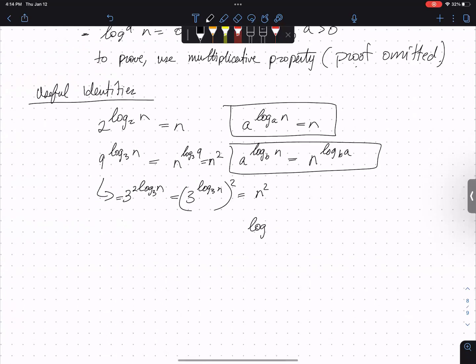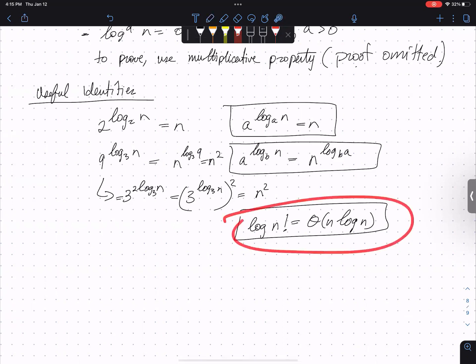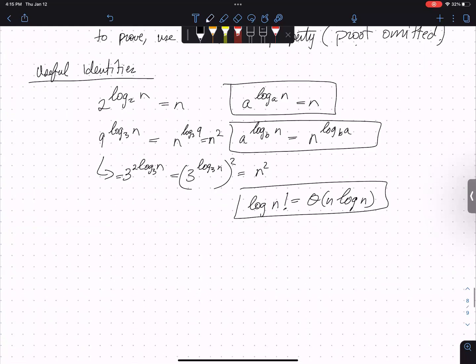Log of n factorial, you might see that come up. That's theta n log n. We're not going to derive that. That's slightly more complicated. That's using Stirling's formula. Have any of you seen Stirling's formula for factorial? Most of you have not. So just think of this as a property you can use when you see factorials.